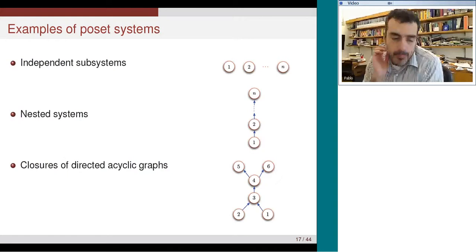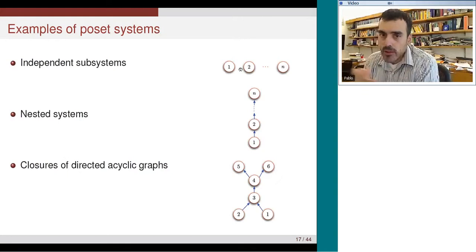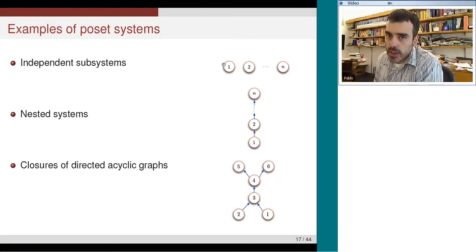So here's a few examples of things that fit under this relation. The first is certainly trivial. If I have independent subsystems, then of course there's a trivial partial order in the sense that no element is comparable to any other element. What's interesting is if you think in terms of the corresponding incidence algebra, this is associated to diagonal matrices, right? That corresponds exactly to diagonal matrices.